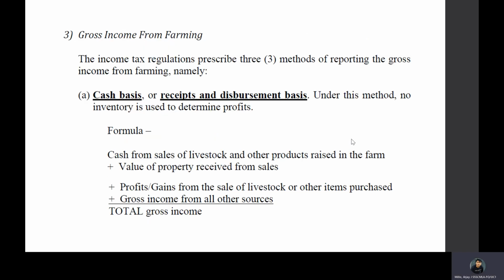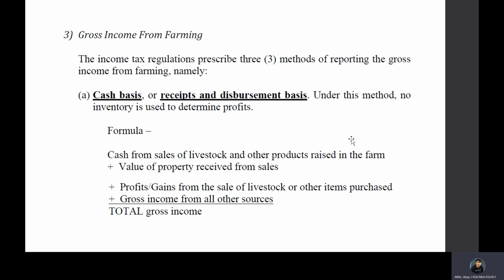Next, we also have gross income from farming. So, meron tayong 3 methods na allowed for recognition of gross income for farming. So, unang-una dyan, yung cash basis or yung receipts and disbursement basis. So, under this method, yun lang yung tatandaan nyo, walang inventory sa formula ng pag-identify or pagko-compute ng profit. So, ito yung formula niya.